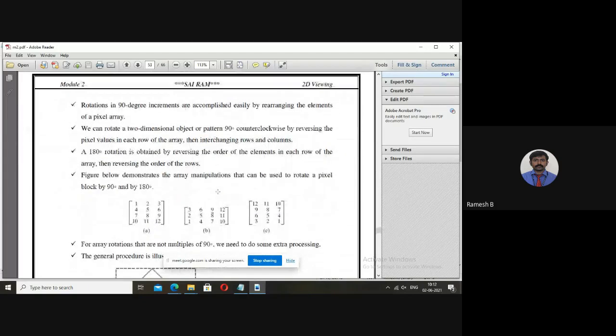Now we can do the transformation up to 90 degrees, or 180 degrees, or the entire 360 degrees. If we represent 1, 2, 3, 4, 5, 6, 7, 8, 9, 10, 11, 12 as shown in matrix A, we can get translation up to 90 degrees. Similarly, if we mention 1, 2, 3, 6, 4, 5, 6, 7, 8, 9 in this order, we can implement the rotation with 180 degrees.